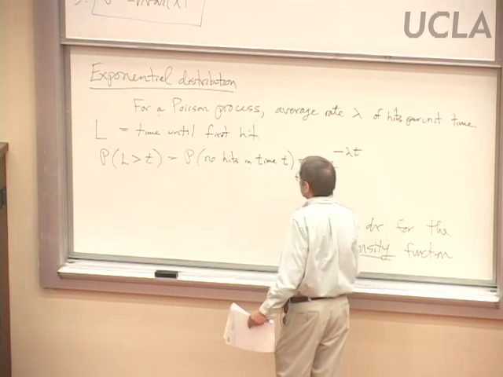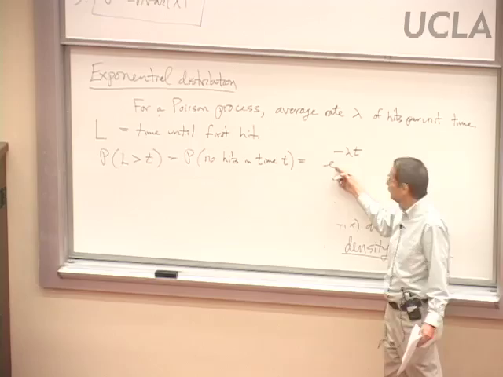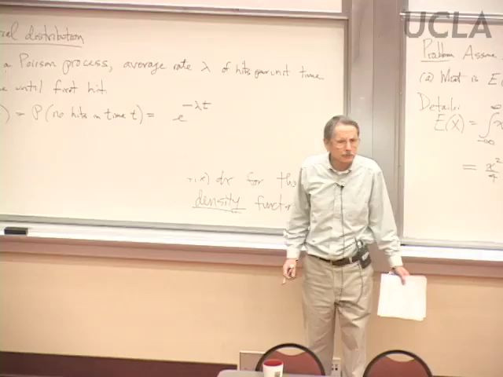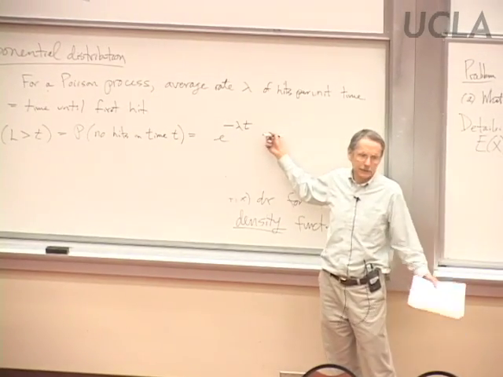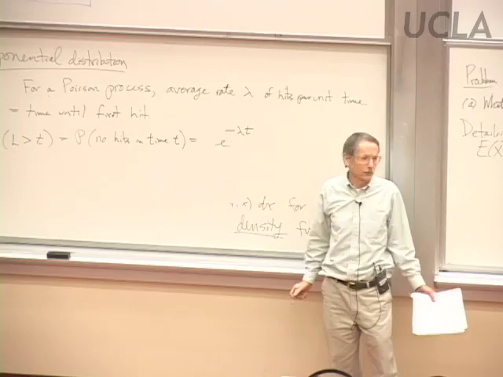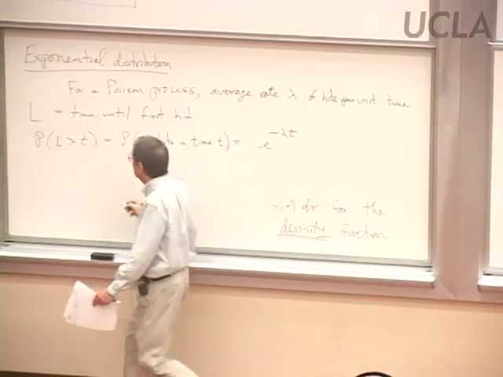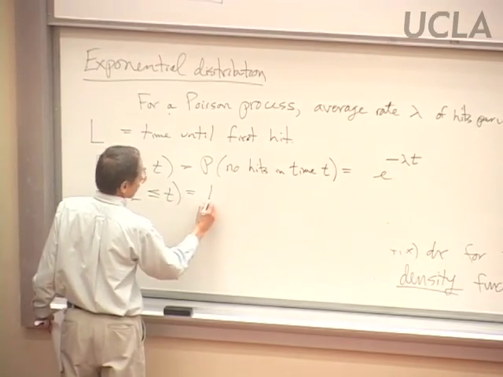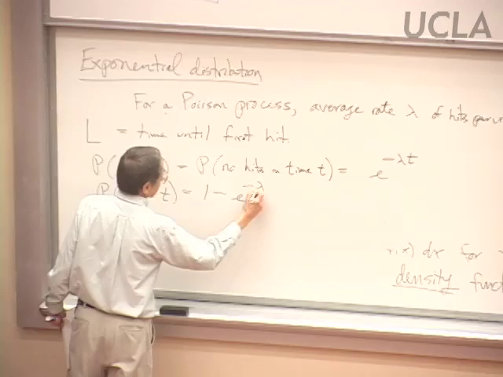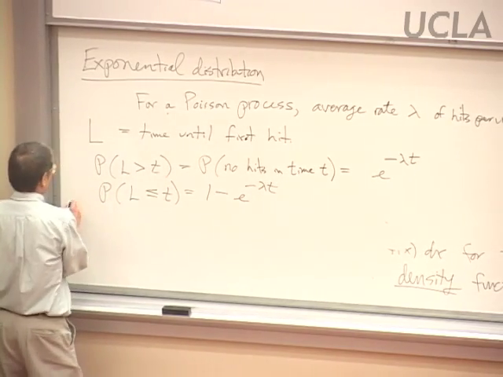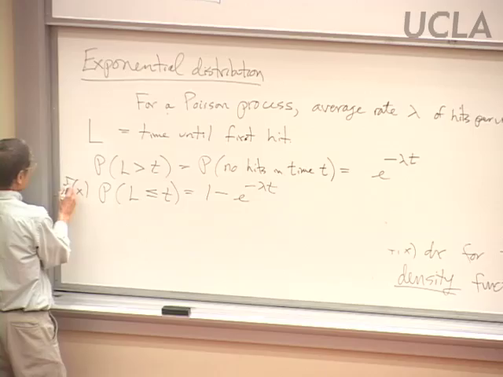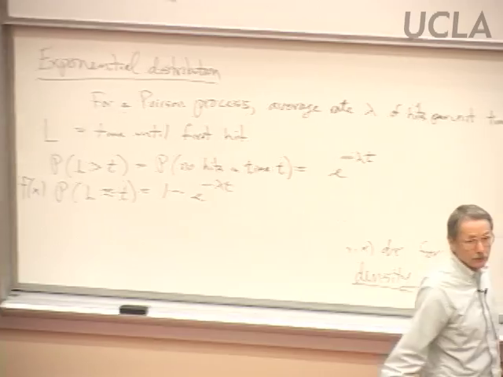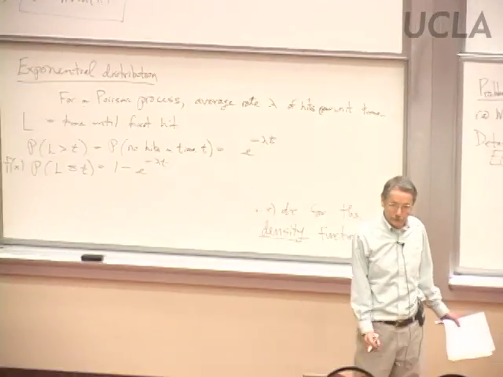And the Poisson distribution says that probability is e to the minus lambda t, times lambda t to the 0th power over 0 factorial. So the probability that L is less than or equal to t, that's the complement of that. And this is nothing but the cumulative distribution function. So the density function we can get by taking the derivative of this.